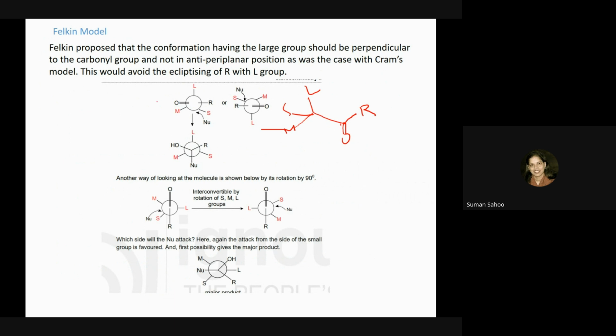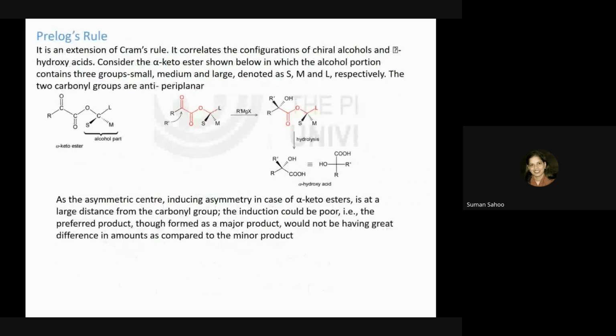The nucleophile first, you have to write down the projection. In that case, the carbonyl oxygen and the large group on the second carbon are in a perpendicular direction. The medium and small groups are present here. And here also the nucleophile has to attack from the side of your smaller group. There are two sides, either it would attack from this side or from this side. So it would be better to attack from your smaller side, which would give you the major product.